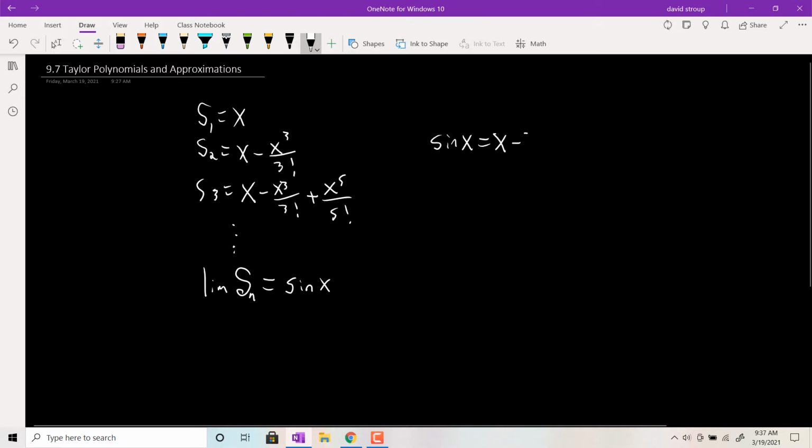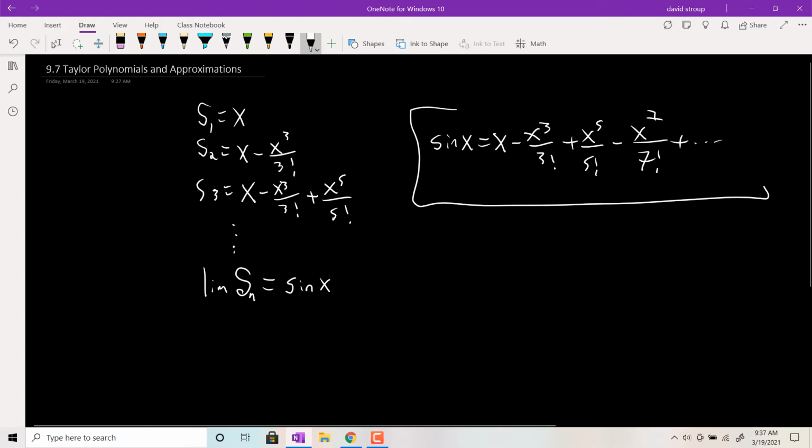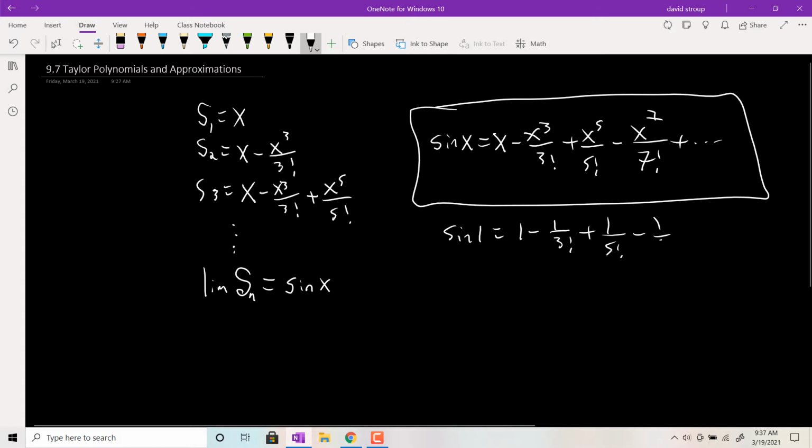Okay, so x minus x cubed over 3 factorial plus x to the 5th over 5 factorial minus x to the 7th over 7 factorial plus dot dot dot. This is our goal, and that'll allow us to figure out things like, what is the sine of 1? Sine of 1 is 1 minus 1 cubed over 3 factorial plus 1 to the 5th over 5 factorial minus 1 to the 7th over 7 factorial plus dot dot dot. And then this thing is just the regular series that we've been looking at.